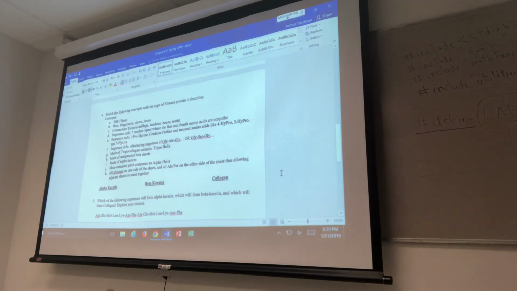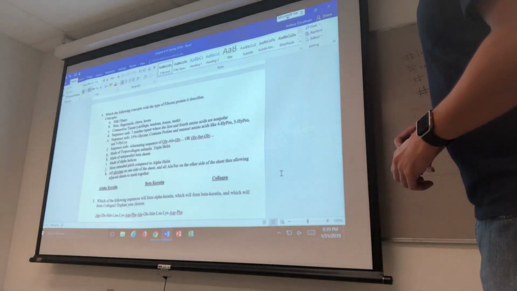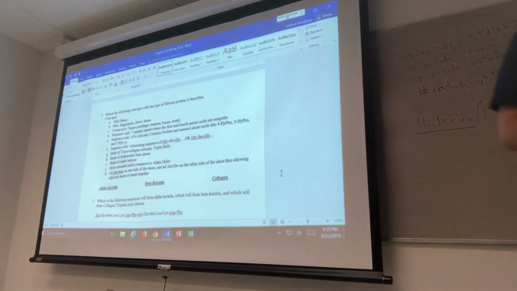Yes? Can you quickly explain that? Yeah, let's see. F is sequence info. All right, sure. When you look at beta keratin, there's a specific pattern that the sequence has that makes it form beta keratin. It is the very simple repeating pattern of glycine, alanine, glycine, alanine forever, or glycine, serine, glycine, serine forever. That's somewhere in your notes.